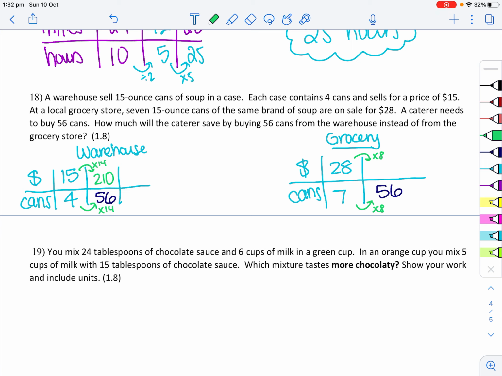And for 28 times 8, I'm just going to do it right up over here. 64. 8 times 2 is 16. Plus 6 is 22. So 224. And then I'm going to do 224 minus 210, and I get $14. So you will save $14 by buying from the warehouse.